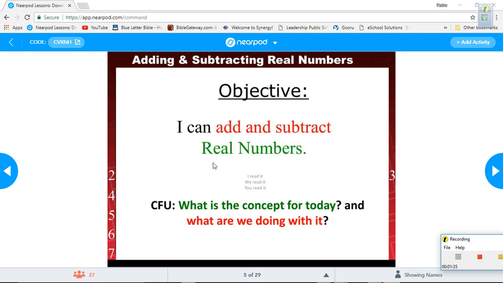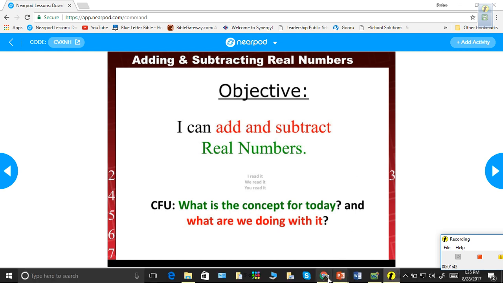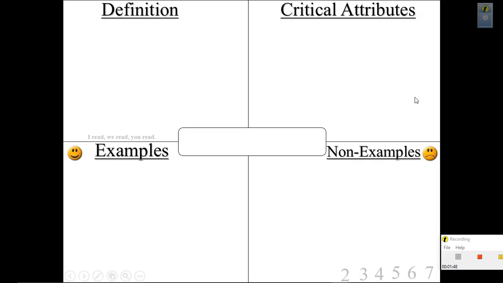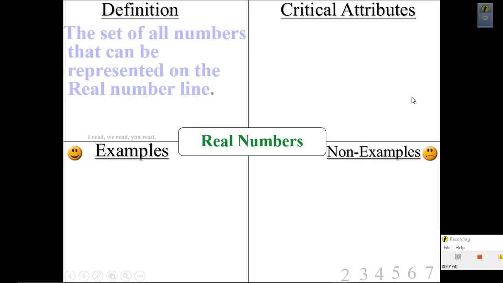So, with that said, what goes in the center of your Frayer model? What would you write? Real numbers. Write that in there, please. Real numbers. Definition: the set of all numbers that can be represented on the real number line.